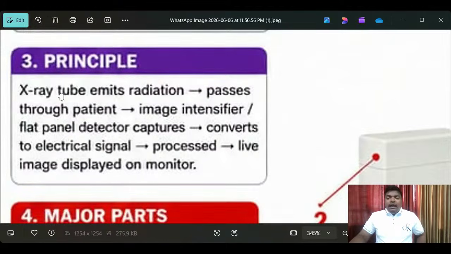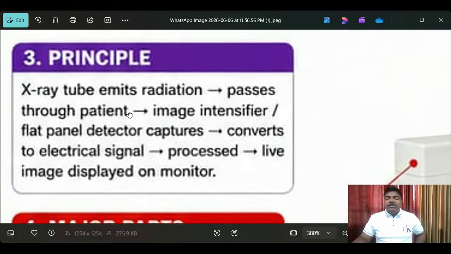Come on, next principle. X-ray tube emits radiation, passes through the patient, the image intensifier and flat panel detector captures it, converts it to an electrical signal, which is processed, and the live image is displayed on the monitor. That's why first of all I decided to show you how the equipment looks like and what the parts are. Here every part is mentioned, so you can understand the principle very easily.